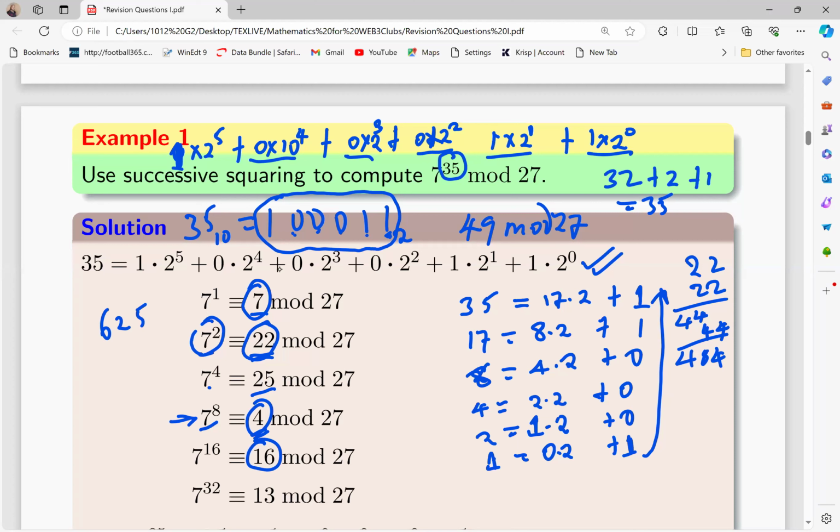Now, 7 raised to 32. You square the previous one, 16 times 16, and then divide by 27 and write the remainder. Now, how many times have we done this? 1, 2, 3, 4, 5, 6 times.